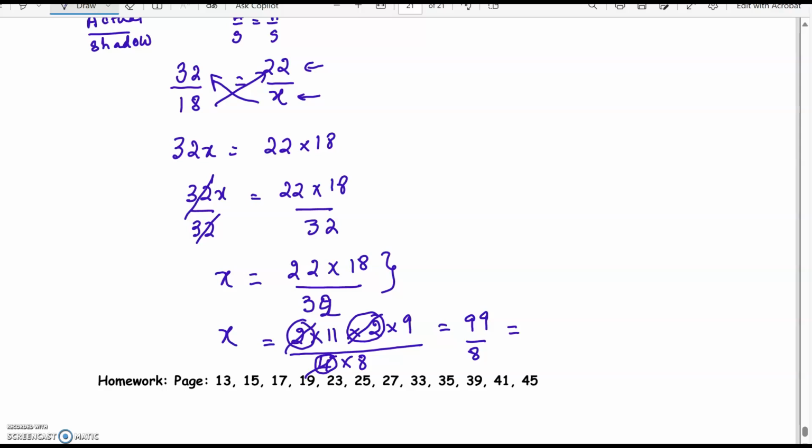And when we simplify it, let's divide. 8 1s are 8. Subtract to get a 1. Bring the 9 down. 8 2s are 16. Subtract to get a 3. And we get 12 and 3 8ths feet.